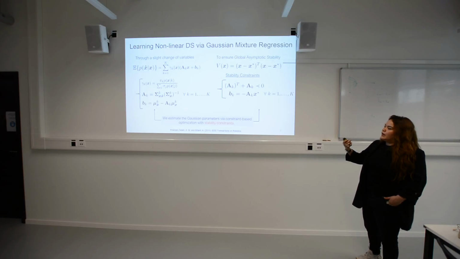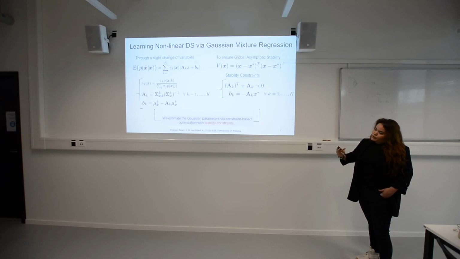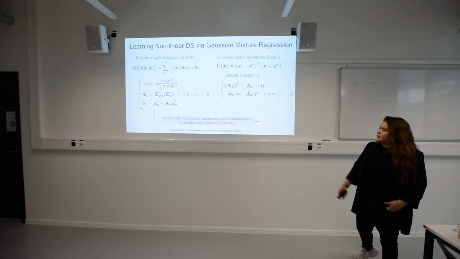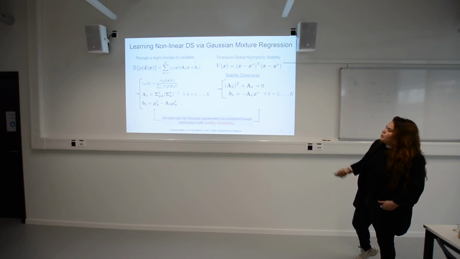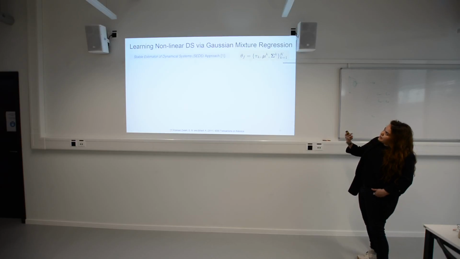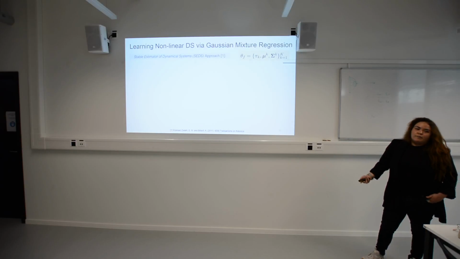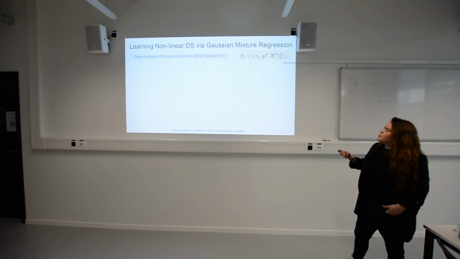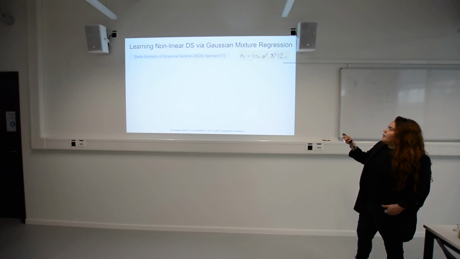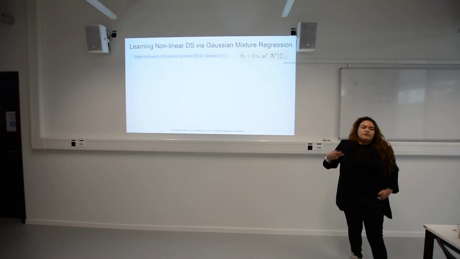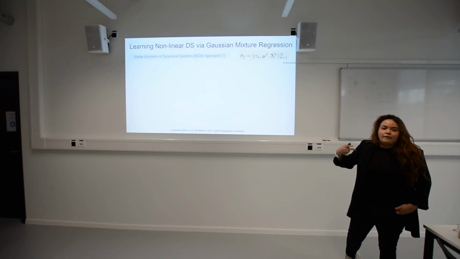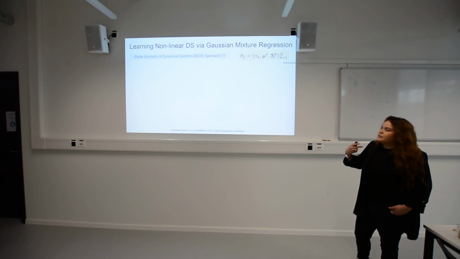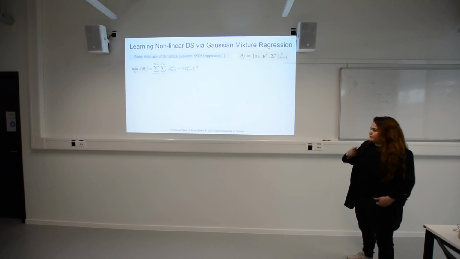So we do this by proposing a constrained optimization problem, which is the stable estimator of dynamical systems approach, or SEDS, which is what we use. And so what we're doing is we're basically re-estimating the parameters of our mixture model such that they yield a stable nonlinear dynamical system.